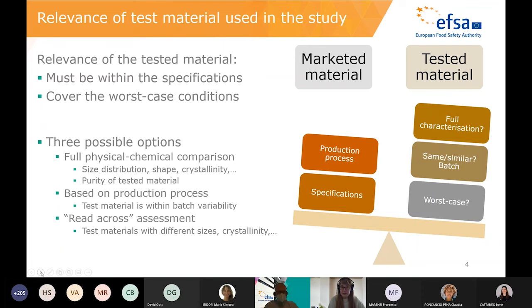And another possibility is that we can try to apply read across, which is an old method and has been applied in the past also in EFSA evaluations. It can give some challenges still according to the present state of knowledge with the nanomaterials, but it is always worth to see if the read across is possible and which kind of information we could get there. So you see, it is weighing all the time the data on marketed material and tested material.